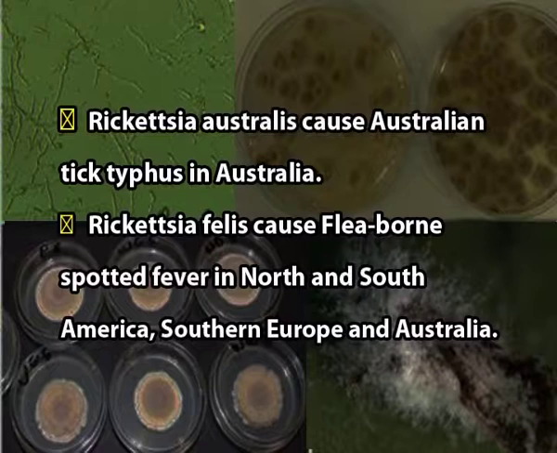Rickettsia felis causes flea-borne spotted fever in North and South America, Southern Europe, and Australia. Rickettsia japonica causes Oriental spotted fever in Japan. Rickettsia africae causes African tick bite fever in South Africa.